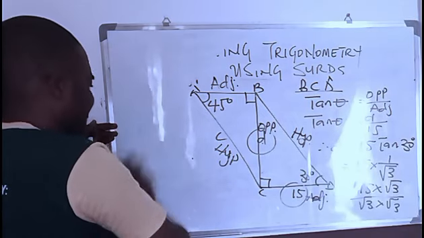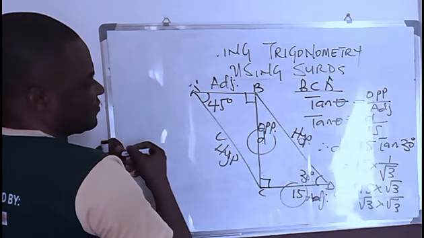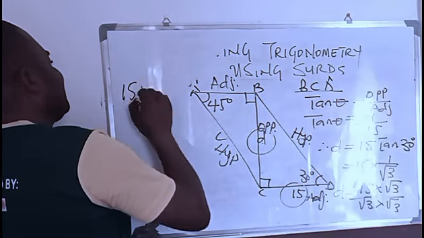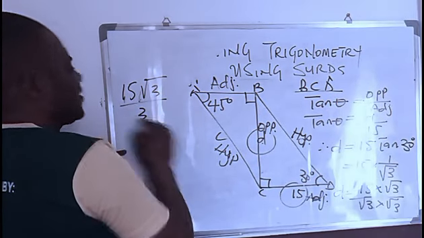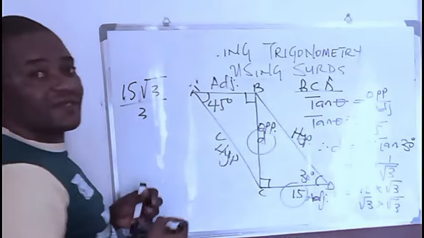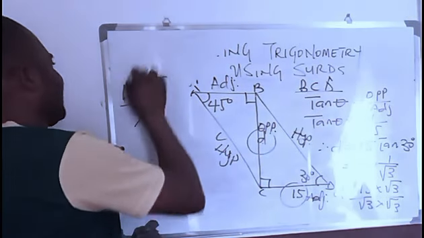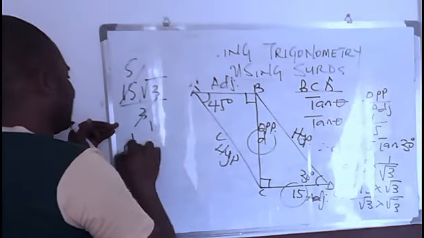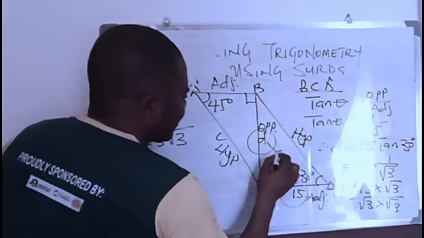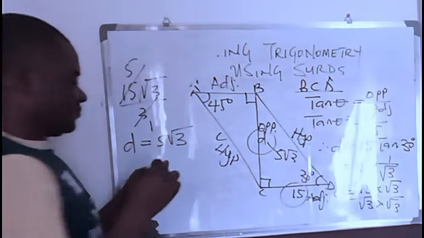So we have that 15 surd 3 all over 3. That's what we have from here. 15 surd 3 all over 3. So 3 surd 3 is 3. 3 here 1 time, 3 here 5 times. So it means that D is equals to 5 surd 3. That means the answer here is 5 surd 3.